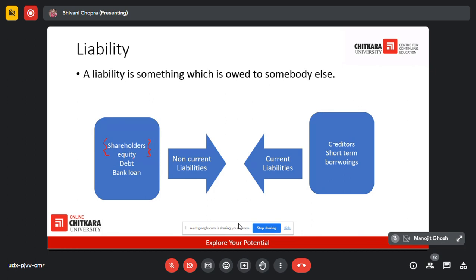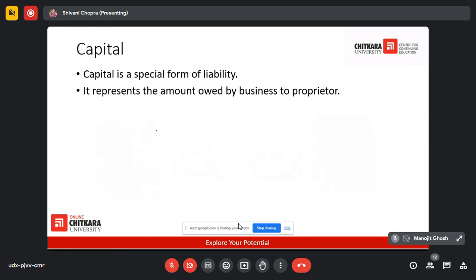Why do we call this a non-current liability? Because we assume that the owners of the business and the business are two separate entities, because we believe in the concept of separate legal entity. So a liability is something which is owed to somebody else. Now, capital. Capital is a special form of liability. What is capital? It is the funds that are provided by the owner of the business to the business so that business can run and can generate revenue. It actually represents the amount that is owed by the business to the proprietor. So the business is liable to pay back the amount it has taken from the proprietor to run the business.